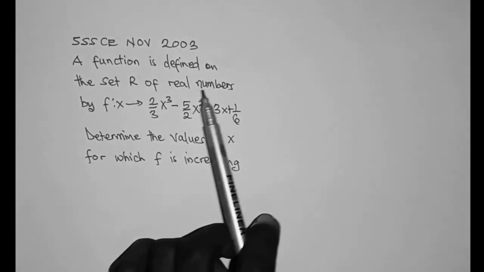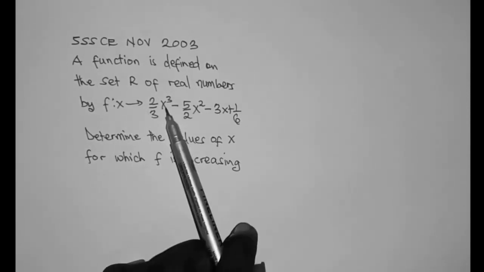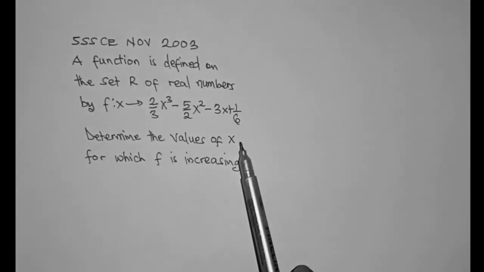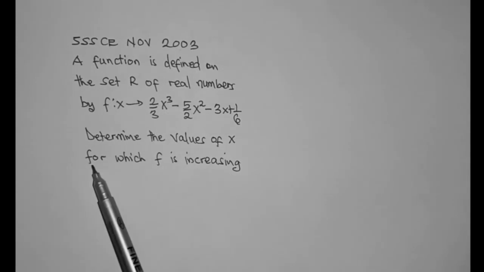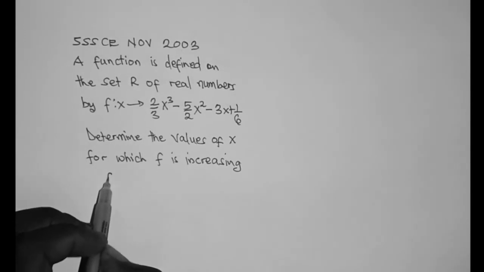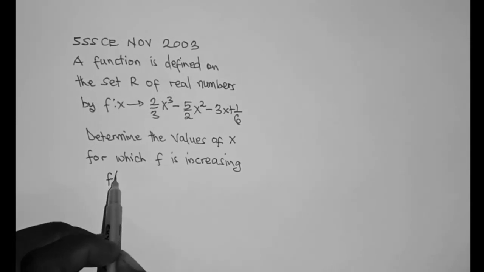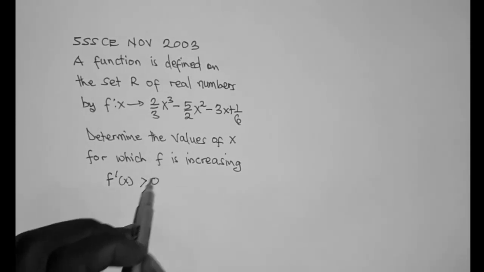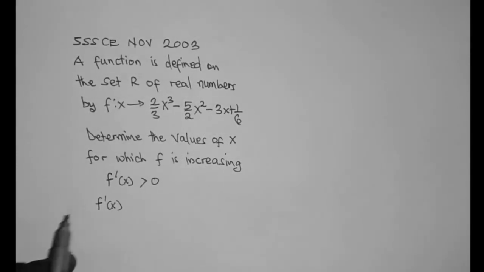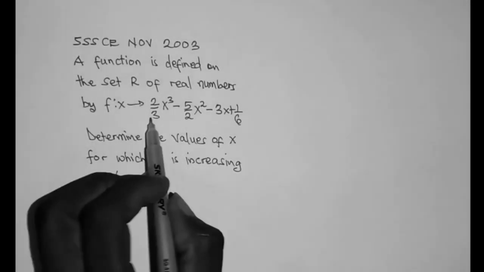A function is defined on the set R of real numbers by f: x maps to 2 over 3 x cubed minus 5 over 2 x squared minus 3x plus 1 over 6. Determine the values of x for which f is increasing. So we know that the values of x for which f is increasing is when f prime of x is greater than 0. So our first task is to find f prime of x. But this is f of x, so let's differentiate this function.